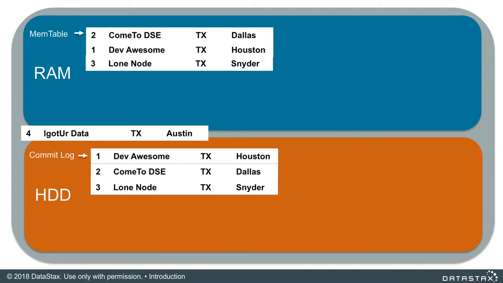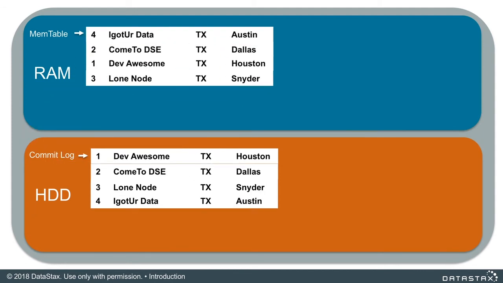Here comes another write. I got your data. Thank you, Apache Cassandra. They live in Austin, they go to the beginning of the mem table, and as far as the commit log is concerned, they go to the end of the commit log, always appending to the end of the commit log. Now, I know this illustration makes it look like Apache Cassandra is copying values all over memory, but internally it's just changing up some references, some pointers if you're more familiar with that term.